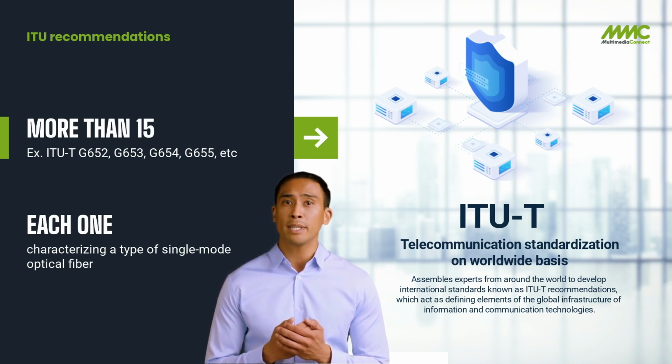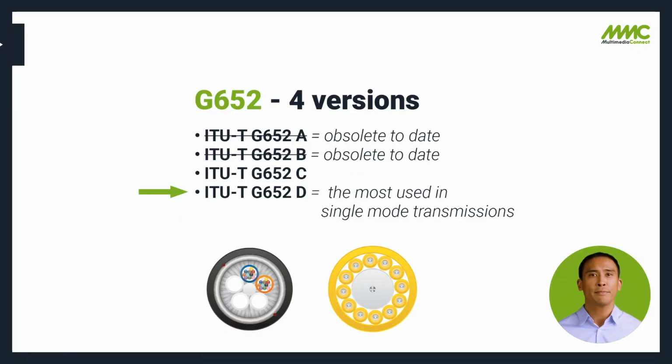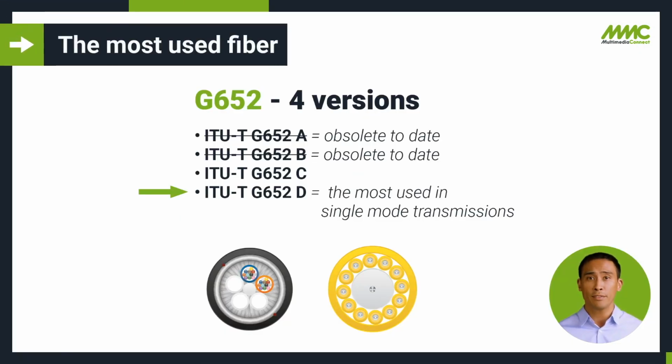So we will focus on the most used ITU fibers. The first one being the G652. The G652 is indeed the single-mode fiber most commonly and widely used today for transmission applications using LAN fiber optics. 4 versions of G652 exist: the G652A version, the G652B version, the G652C version, and the G652D version. The G652D is currently the most used for single-mode fiber transmission.